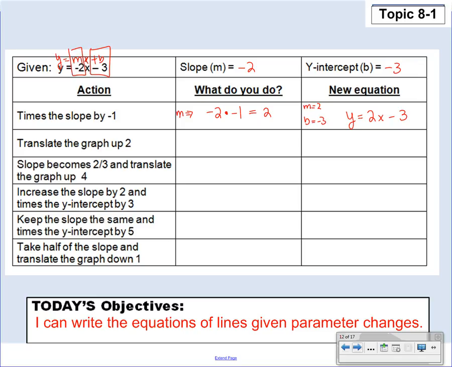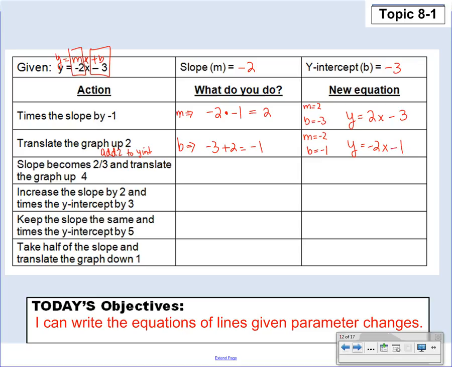Translate the graph up 2. This means we're going to add 2 to the y-intercept. So m, this is b now. Our y-intercept changes. Our original y-intercept was negative 3. We're going to add 2 to it. So negative 3 plus 2 is a negative 1. Our original slope was negative 2. It didn't change. Our y-intercept is a negative 1. So our new equation is y equals negative 2x minus 1.